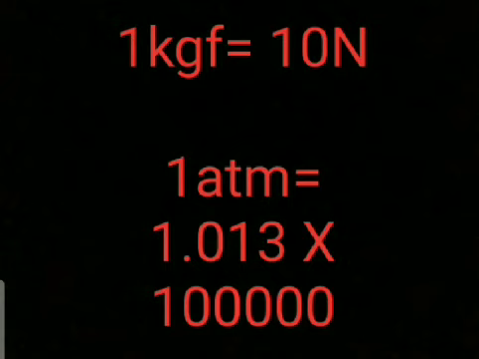Another relation in this chapter: as we are studying pressure, while applying force, we are applying a pressure. At the same time, our atmosphere is also applying pressure on us. The layers of air in the atmosphere apply pressure on our body. So one atmospheric pressure is equal to 1.013 into 10 to the power of 5 Pascal. So that is the relation between 1 kgf and 1 Newton, and second, atmospheric pressure and Pascal.